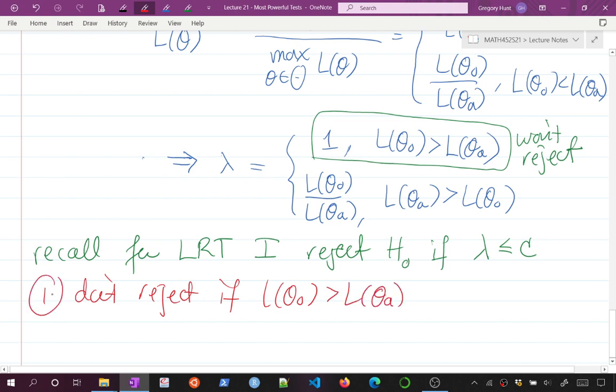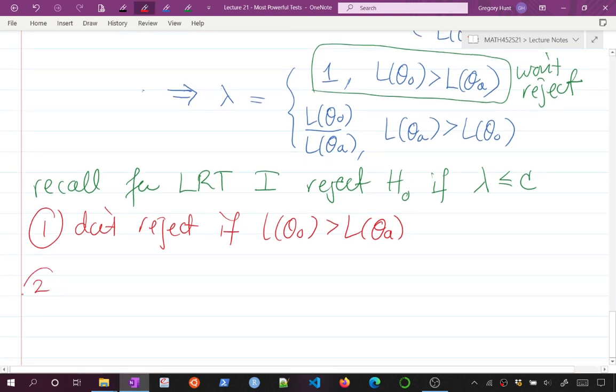Right, so notice I'm not ever going to reject if the null hypothesis is more likely than the alternative, which makes sense. I will reject if L of theta A is sufficiently more likely than the null, right? So if the null is more likely, I'm never going to reject. If the alternative is sufficiently many more times likely than the null, I will reject the null.